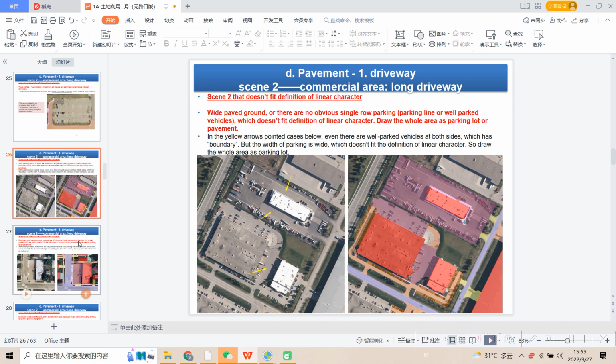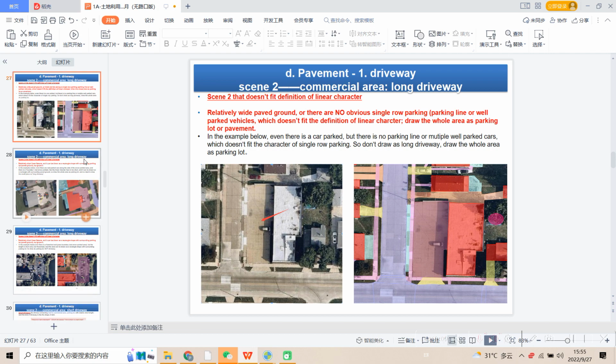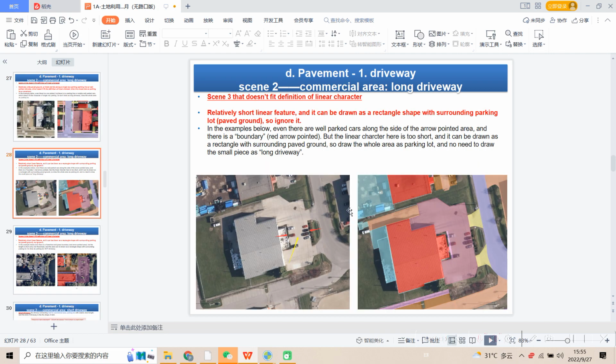So when you think about the linear character, we need to think linear is like a line, and all that doesn't look like a line, looks like a block or rectangle, then it doesn't fit the definition of linear character. And this one as well, right? It's too wide, and it's better to draw the whole area as parking, and these 2 entrances as driveway.